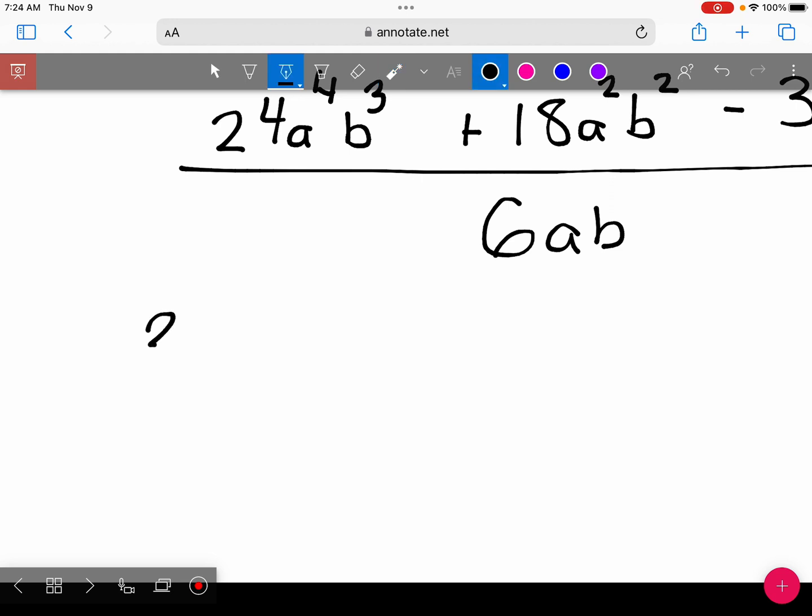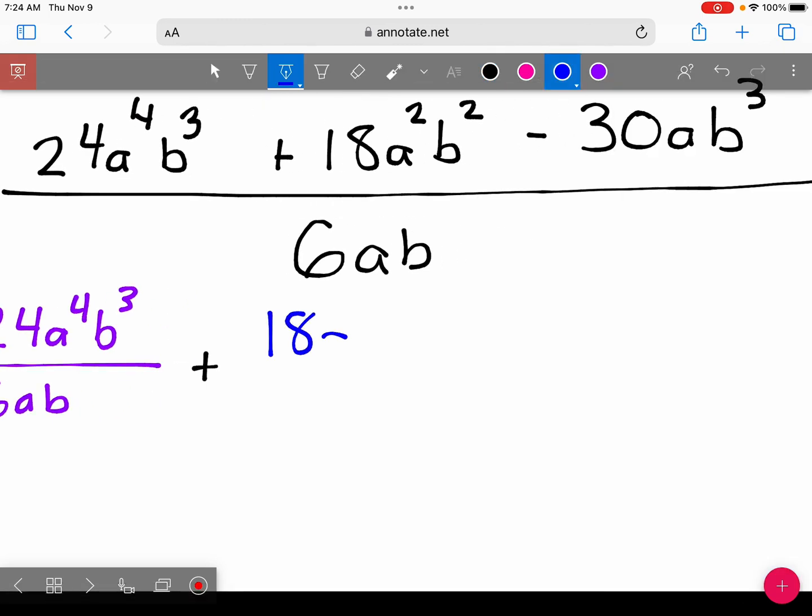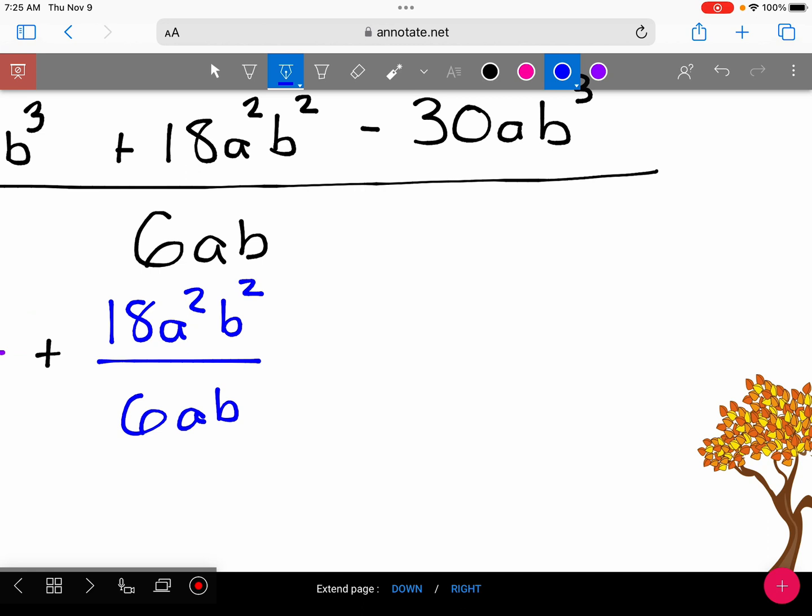So we're going to have, I'm going to do colors, 24a to the 4th b cubed over 6ab, plus 18a squared b squared over 6ab, minus 30ab cubed over 6ab. There's a lot of letters and a lot of things going on here.